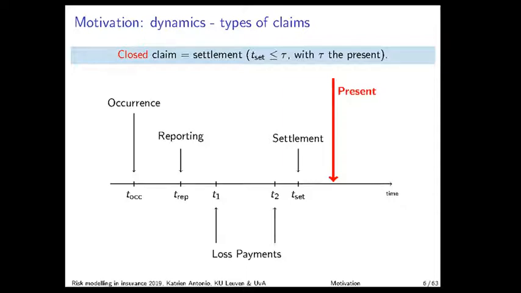Now, before moving further to the actual goal of calculating reserves, you will first become familiar with the different types of claims based on the status of their development that can be distinguished. A first type of claim is a closed claim. For these claims, the complete development has been observed. With the red line in the picture here indicating the present moment, you see that all events related to the claim's development took place before the present moment.